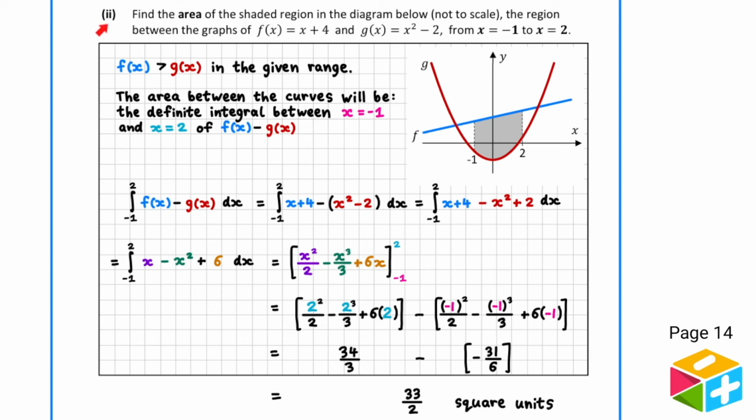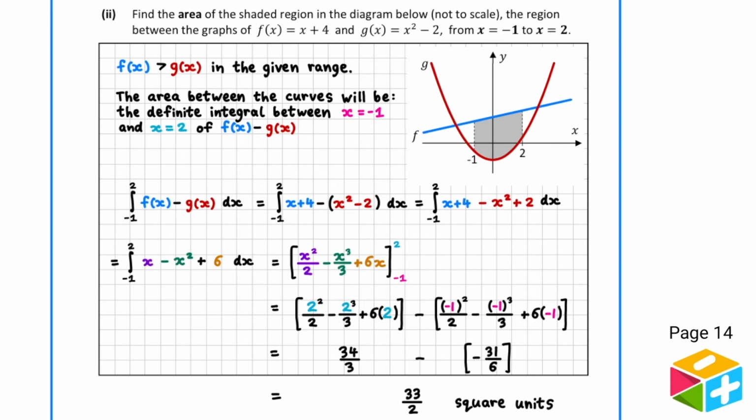In part 2, we must find the area between the two functions in the range x is minus 1 to x is plus 2. An important thing to observe here is that f is always greater than g in the specified range. This means that we can find the area by calculating a definite integral of f of x minus g of x. The limits will be the specified x values, minus 1 and 2.